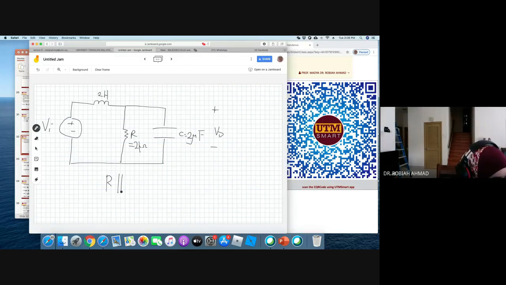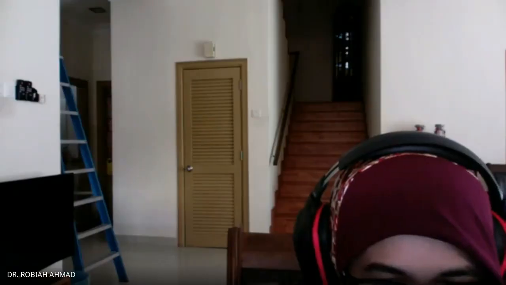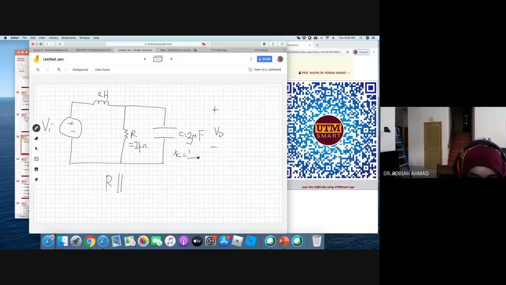Parallel with the C is 1 over j omega C or sC. Z1, okay, we name it as Z1. So what will be the impedance here?